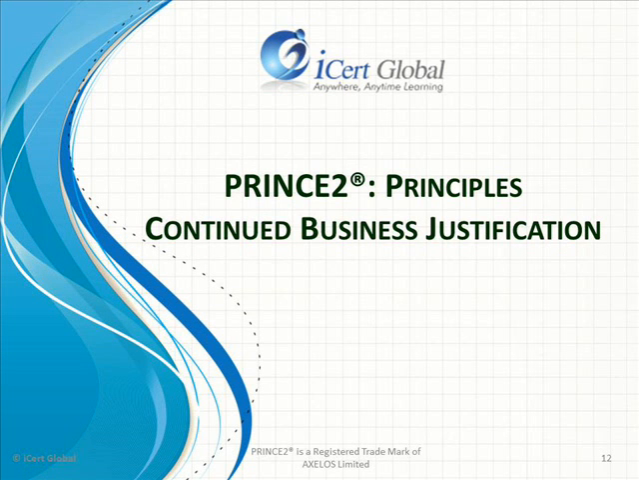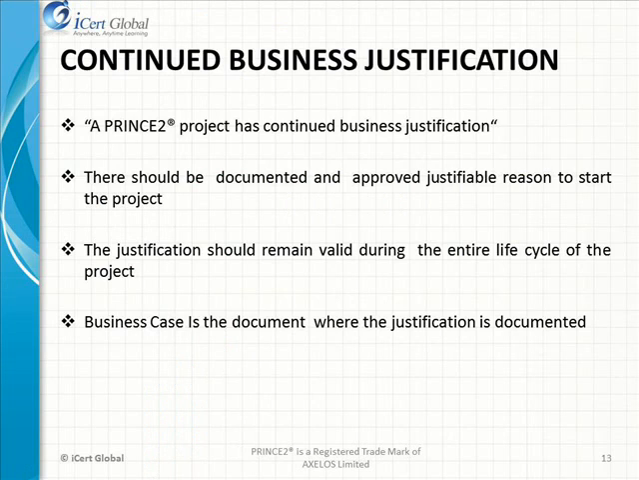PRINCE2 Principles, Continued Business Justification. A PRINCE2 project must have continued business justification. This means that the reason to start the project must make sense from a business point of view, and there must be a clear return on investment. The business case is the most important document, and is updated at every stage of the project, to ensure that the project is still viable. The business case document details why the project should be done, the costs, the expected benefits and timescales.